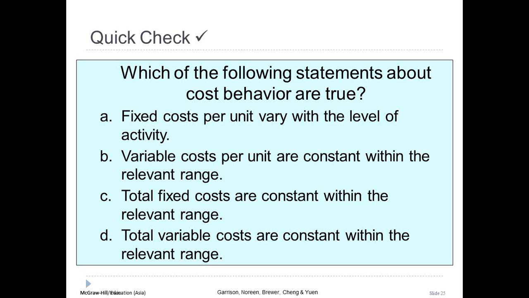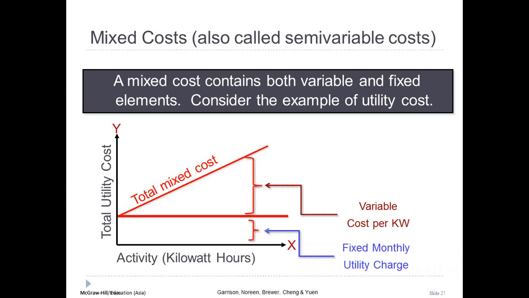D, total variable costs are constant within the relevant range. Well, total variable costs will vary in a range because it links with the driver. So what do we got here? A, B, and C. The only one that's not true is the last one. Total variable costs are constant. The variable cost is constant per unit, not in total. Therefore, the only one that's not correct is the last one. Okay, let's move on.